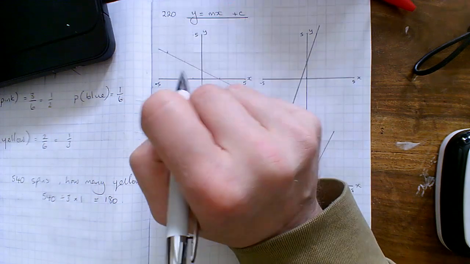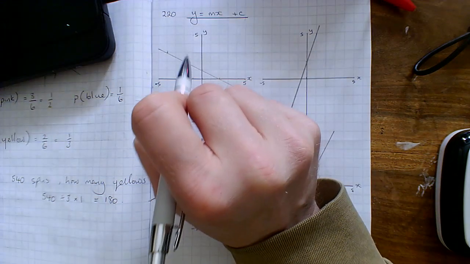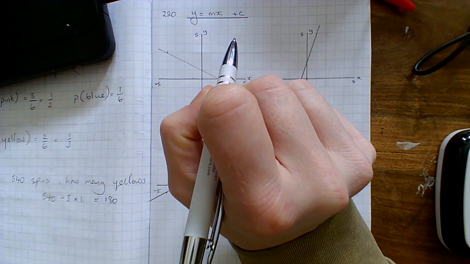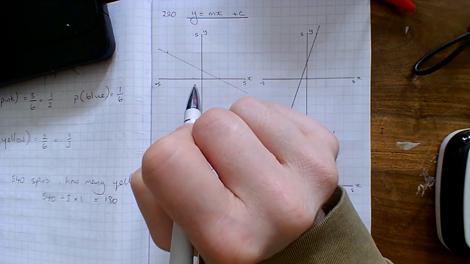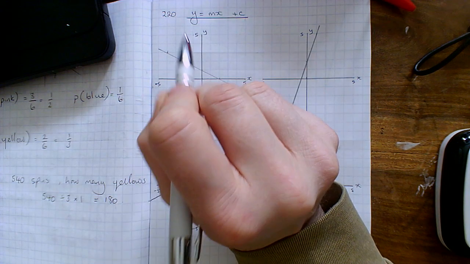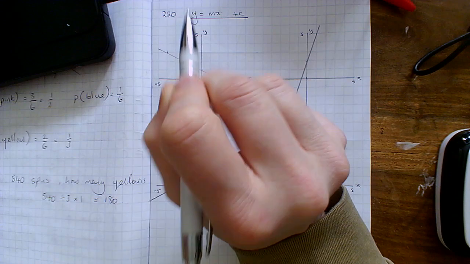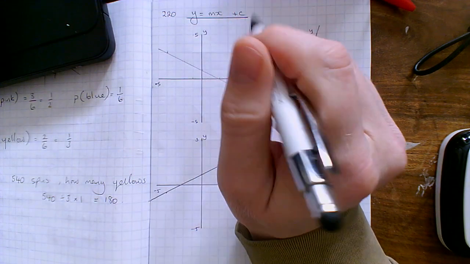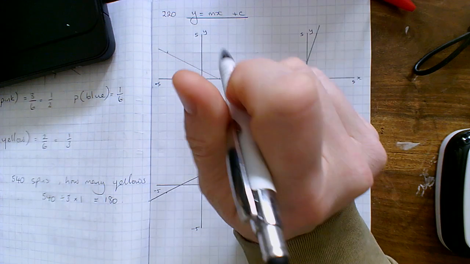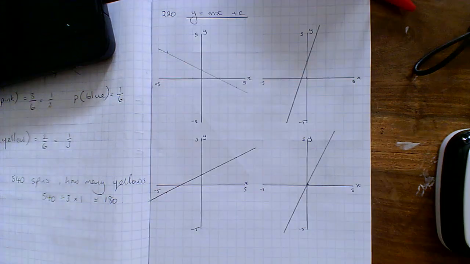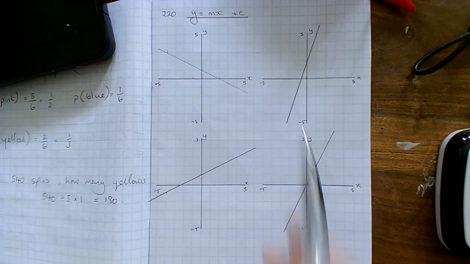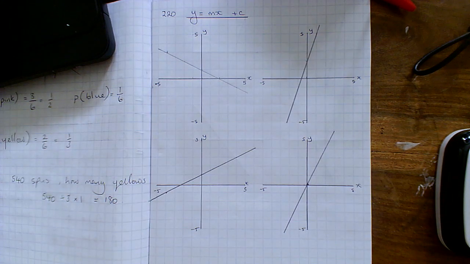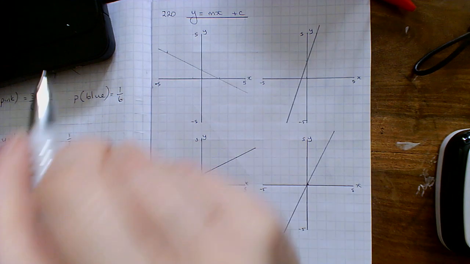M is the gradient of a line, so it's for every one across you go, how far up do you travel before you hit the line again? You could just form a triangle, as big as you want. You can then just divide. A lot of people think of the rise over the run to figure it out. So what does that mean? C is the y-intercept, so where does the line cross the y-axis, basically.